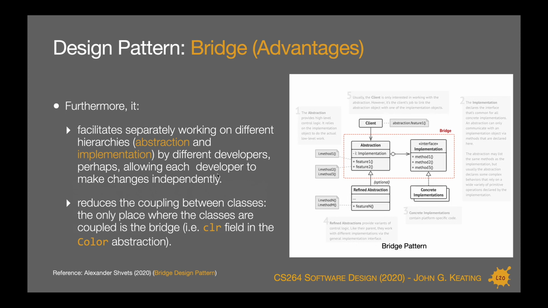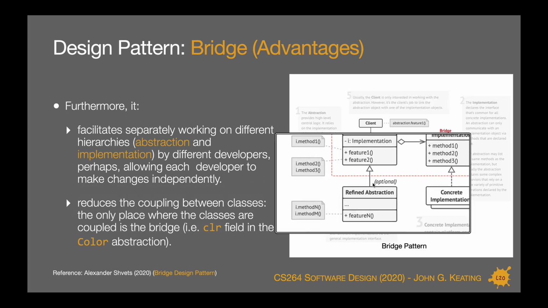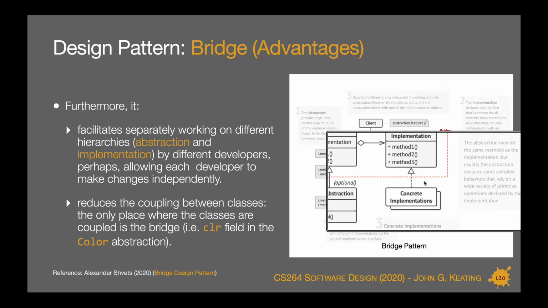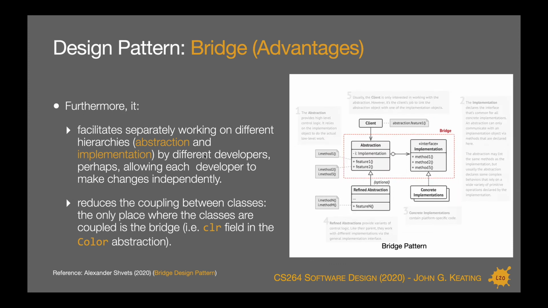Furthermore, it facilitates separately working on different hierarchies, so we could work on the abstraction, or we could work on the implementation by different developers, perhaps, allowing each developer to make the changes independently. It reduces the coupling between the classes. The only place where the classes are coupled is the bridge, which would have been the color field in the color abstraction that we saw earlier, the example that I did.